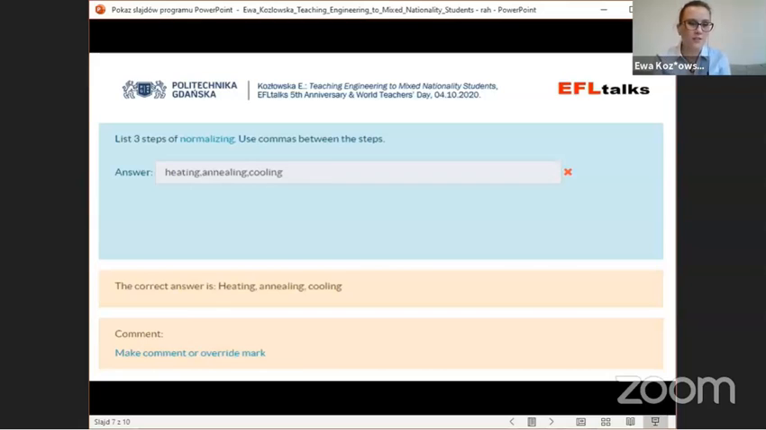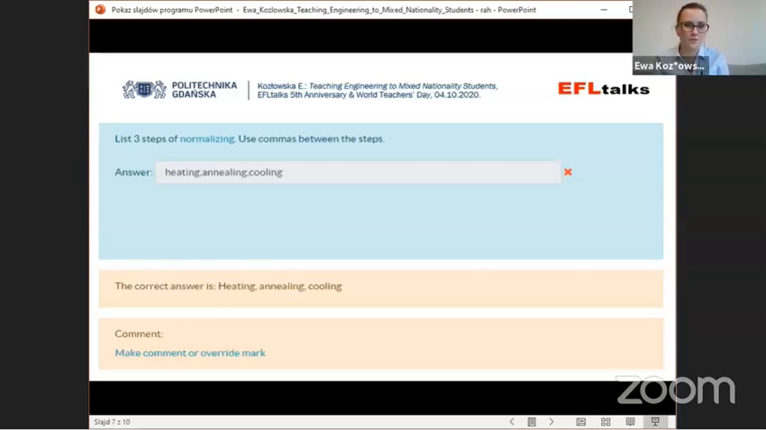Here, I ask them to list 3 steps of normalizing and use commas between the steps. And the steps were heating, annealing, and cooling. I went through the Moodle quiz settings. I said, okay, it doesn't matter if they use capitals or not. They may forget the commas, so it doesn't matter if they use commas or not. And I manually typed in all the different answers that I consider right.